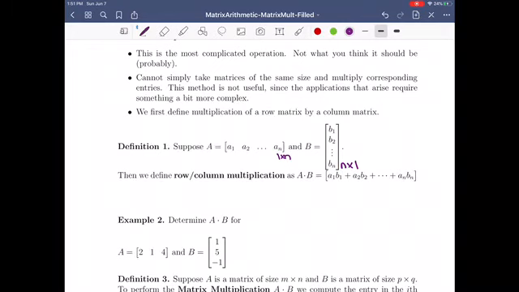We define what I'm calling row column multiplication. So A times B here. What you do is you take the first entry in each of these matrices and you multiply them together. And then you take the second entry in each of these matrices, multiply them together, and add it. Then the next, multiplied and added, all the way until the last ones. And you add up all those different things.